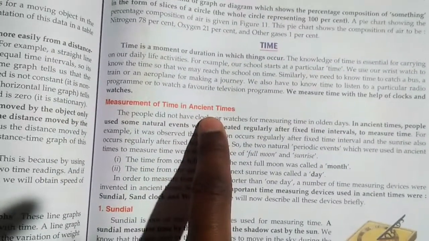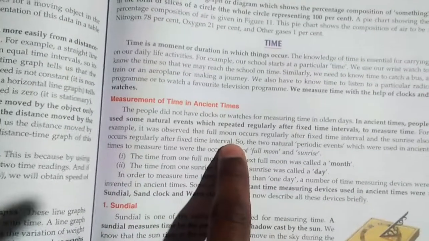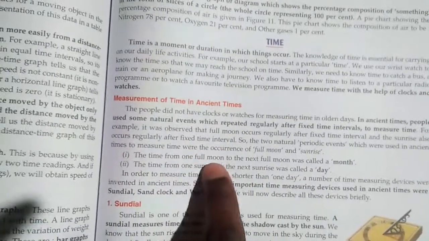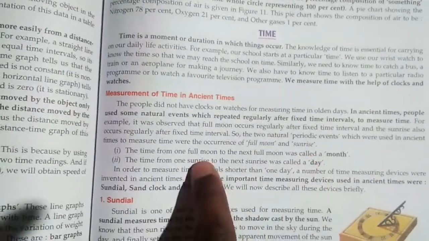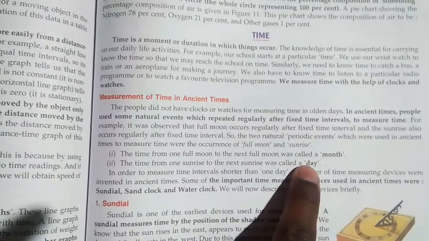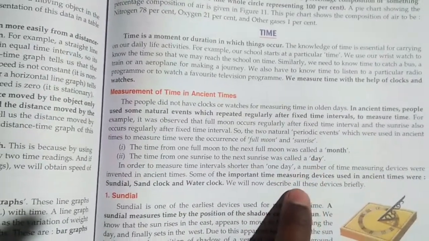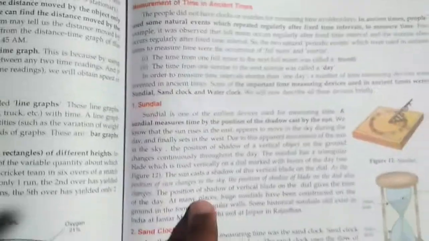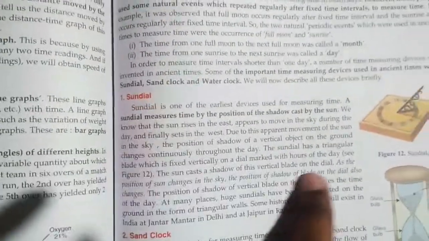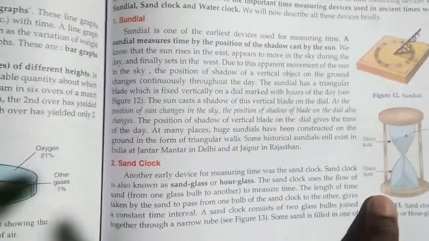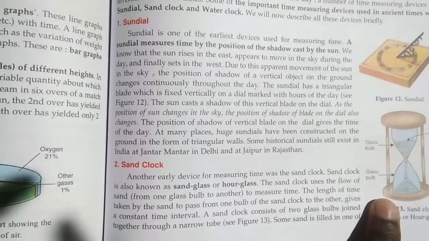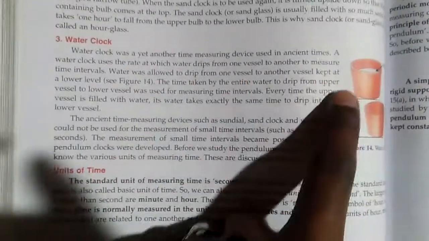Measurement of time in ancient times. It is given how time was measured in the ancient period. The time from one full moon to the next full moon is called a month. The time from one sunrise to the next sunrise is called a day, which we use in our daily life. There are also some instruments: the sundial, which was used in ancient times. Next is the sand clock, which is used nowadays also in some places for measuring time. After that, the water clock, which is used to measure time.